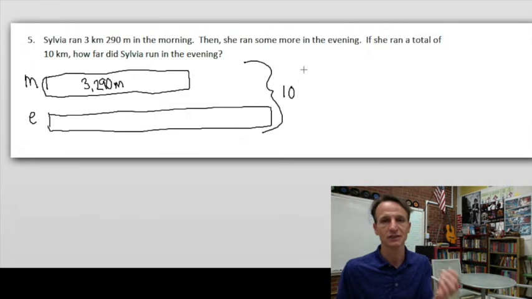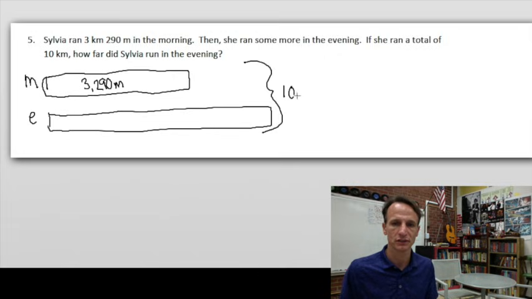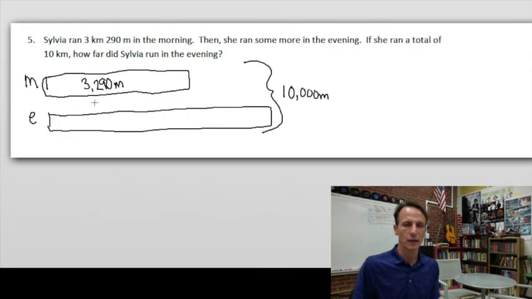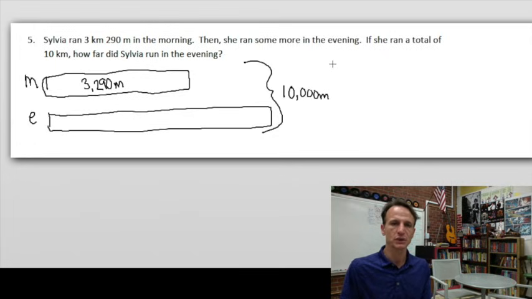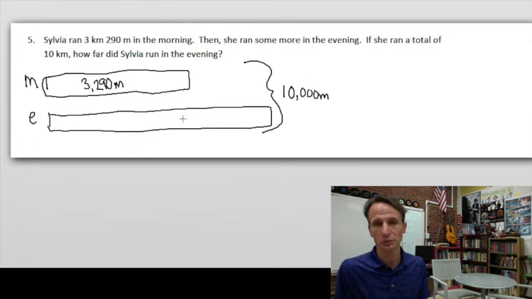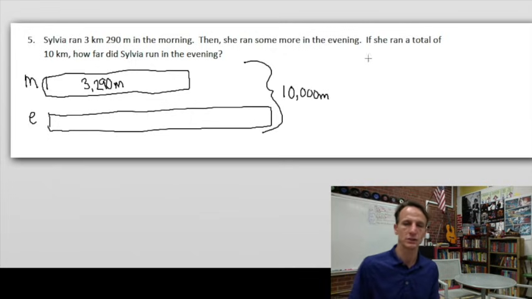Kilometers, 10,000 meters. And what we're trying to find here is E, the evening run, okay? So we can see this is a simple case of what? We have the whole, we have a known part, we're looking for an unknown part. Yes, that indicates we need to subtract.